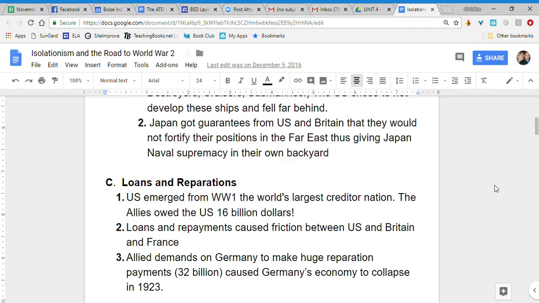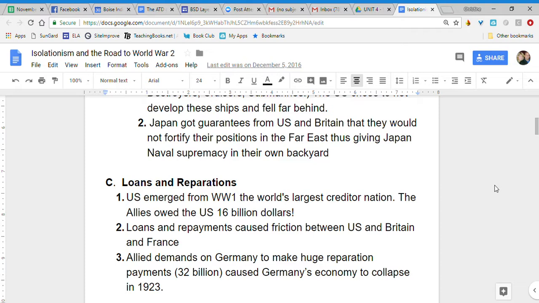Next thing that comes about from an economic standpoint, and usually economics is the thing that drives us into war, is the loans and reparations. We ended up being the biggest creditor in the world after World War I. We had loaned a great deal of money to countries during the war and then after the war. So the Allies owe the United States $16 billion. And these loans and repayments, and demanding France and England to repay those loans, and the repayment plan causes a great deal of friction between Britain and France.